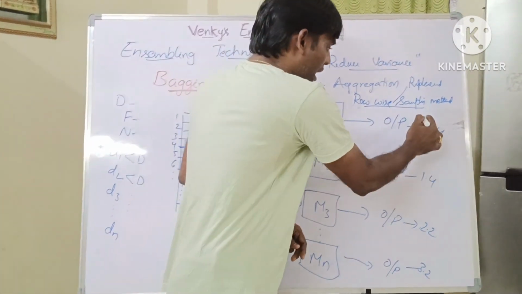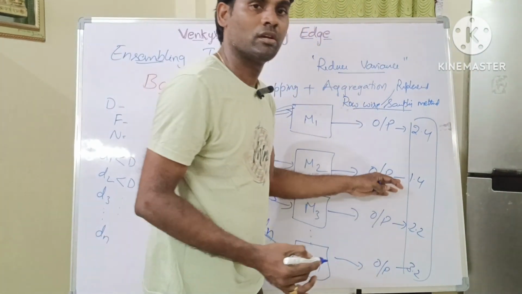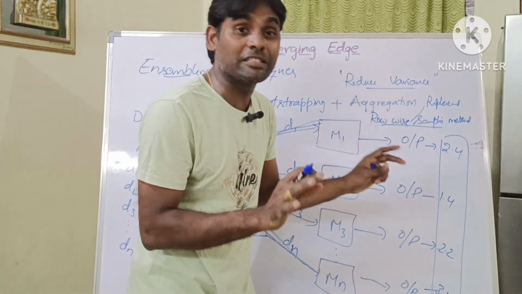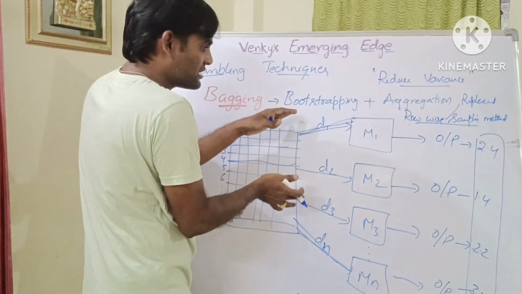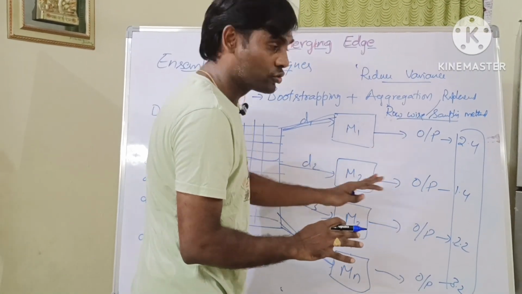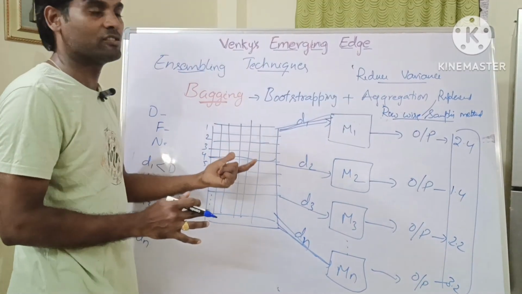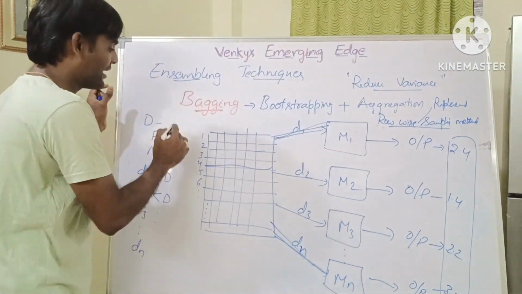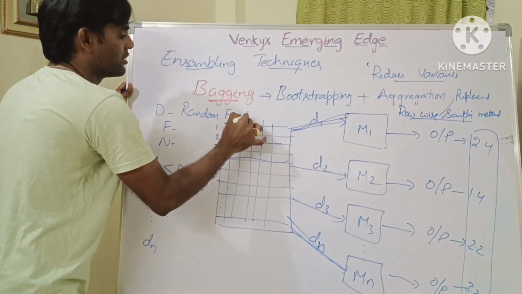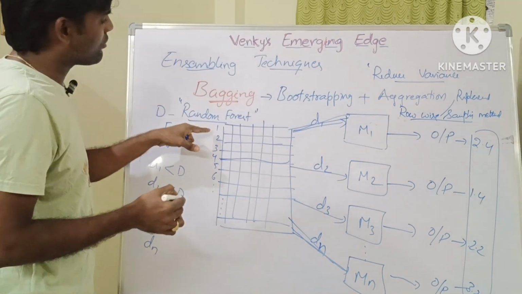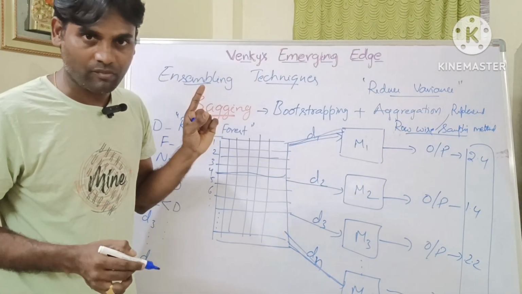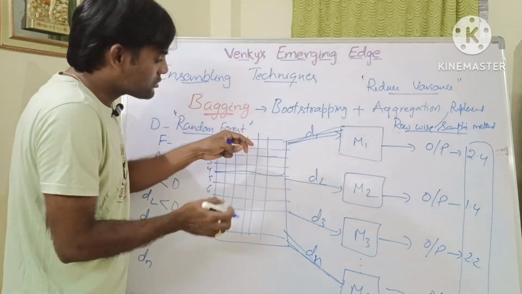Is it clear? So the best example of this entire bagging technique is called random forest. Then, sir, what is the difference between random forest and bagging? Random forest is one of the methods of the bagging technique. Bagging means how the data set is spread to the different models by using a particular method. But bagging is bootstrapping and aggregation. How bootstrapping and aggregation are applied can be seen in the random forest model.